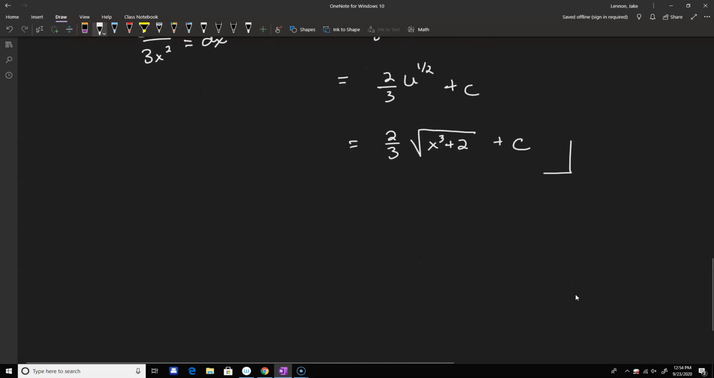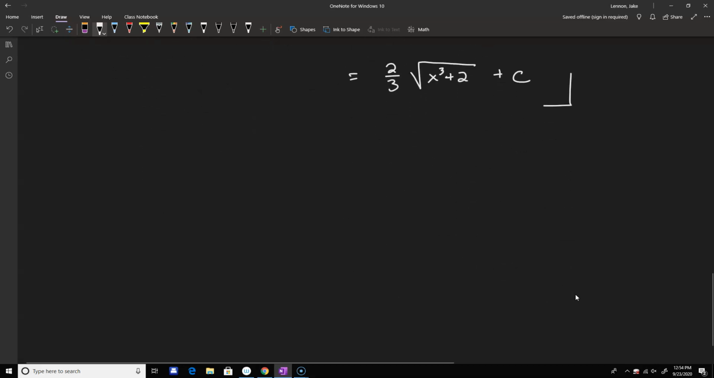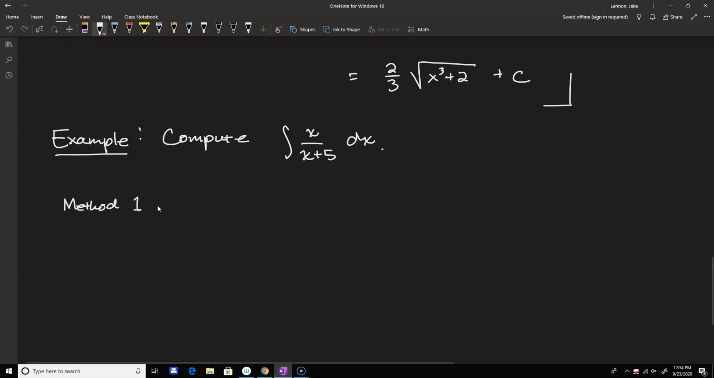Okay, let's look at one that we can do in two ways. This one comes up a bunch. There's a sneaky algebra way and also a u substitution way. So let's look at the example here. Let's say compute the integral of x over x plus 5 dx. I'm going to do this one by two methods. Method 1 will be via u substitution.